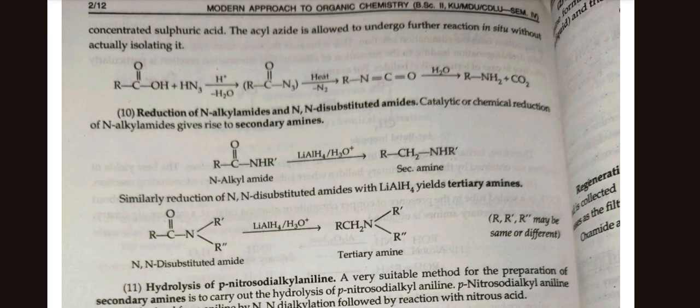10th, reduction of N-alkyl amide and N,N-disubstituted amides. Catalytic or chemical reduction of N-alkyl amide gives rise to secondary amines. N-alkyl amide in presence of LiAlH4 and H3O+ gives secondary amine. Similarly, reduction of N,N-disubstituted amide with LiAlH4 yields tertiary amines. N,N-disubstituted amide in presence of LiAlH4 and H3O+ gives tertiary amine, where R, R' and R'' in N,N-disubstituted amide may be same or different.